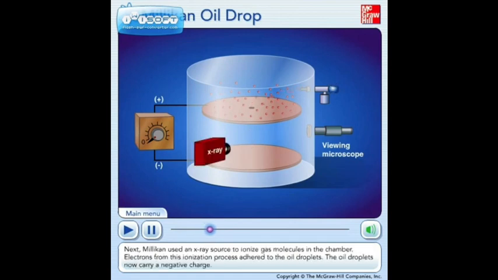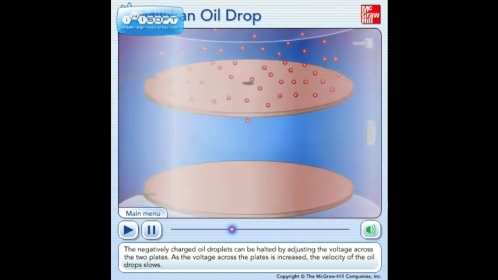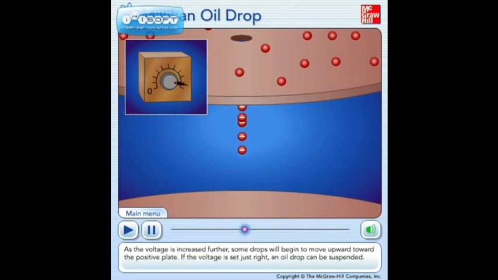Next, Millikan used an X-ray source to ionize gas molecules in the chamber. Electrons from this ionization process adhered to the oil droplets. The oil droplets now carry a negative charge. The negatively charged oil droplets can be halted by adjusting the voltage across the two plates. As the voltage across the plates is increased, the velocity of the oil drops slows. As the voltage is increased further, some drops will begin to move upward toward the positive plate. If the voltage is set just right, an oil drop can be suspended.